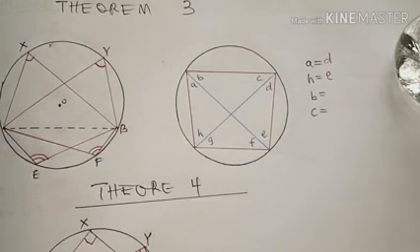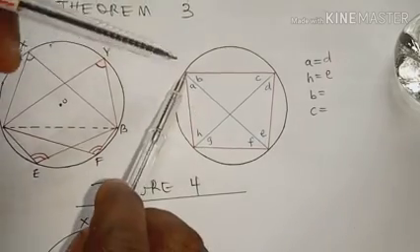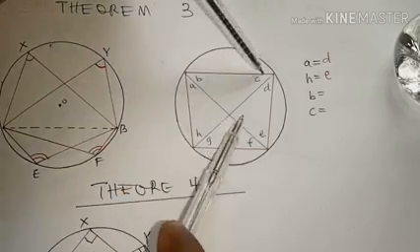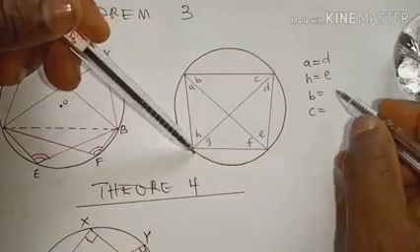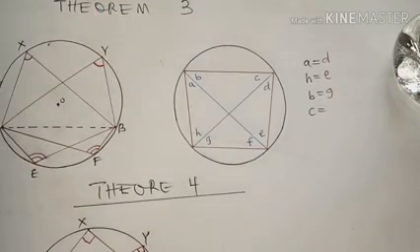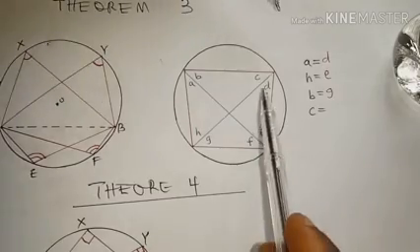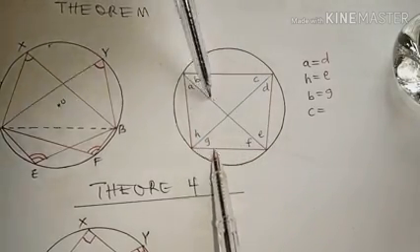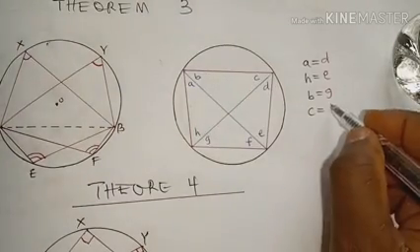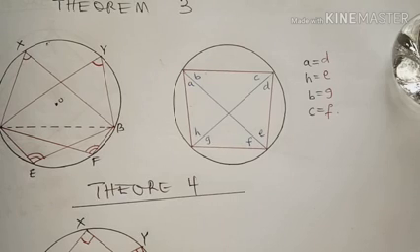And I have B. This is my B. I'll trace it to its source, then back to the same segment. So B is equal to G. Then let's look at C. C. I'll trace it to its source. Back to the same segment. That will be F. You can pause the video and go over it.